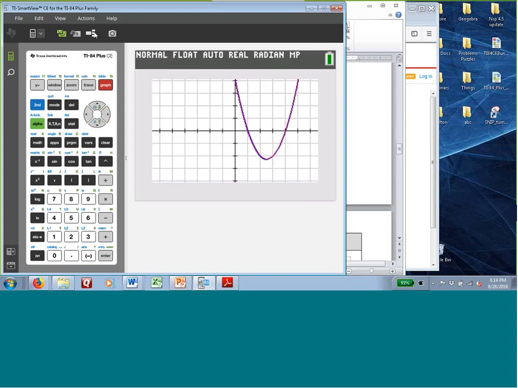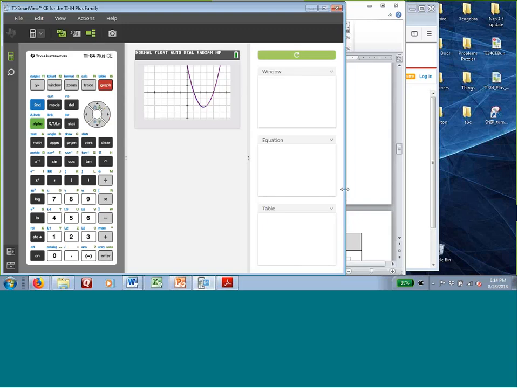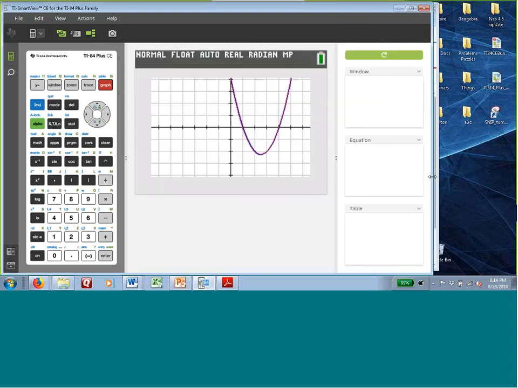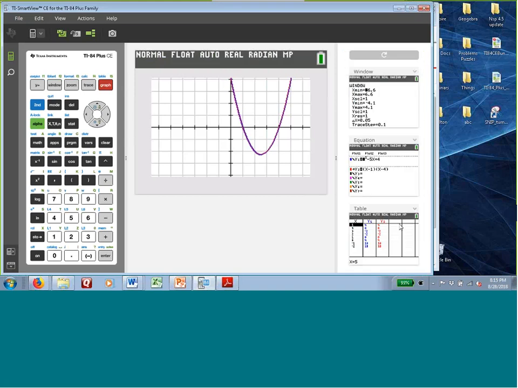I have it shut off right now, but I'm going to open up this view cube. Let me just make my window a little bit bigger. What this does here is it shows several parts of our graphing emulator. So you can put in the window, you can have the equations and the table all at the same time and have a multiple representation screen going on here.